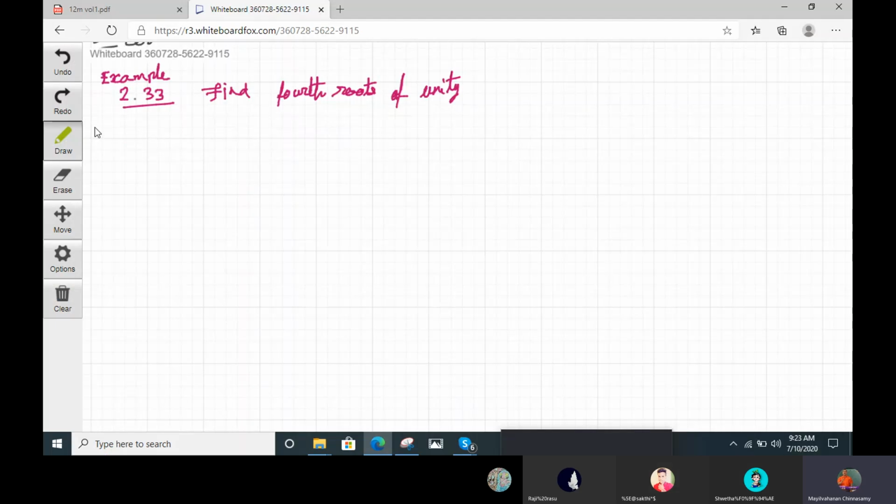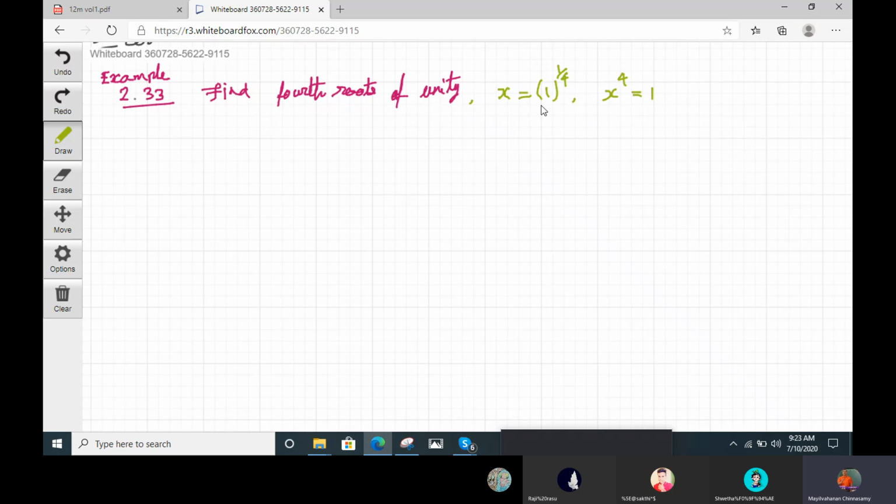Hi friends, example 2.33. Find fourth roots of unity. So what do we mean by fourth roots of unity? It is nothing but x equal to 1 power 1 by 4, or we can write x power 4 equal to 1. This is called the fourth root of unity. Unity means 1. So find the fourth roots of unity.